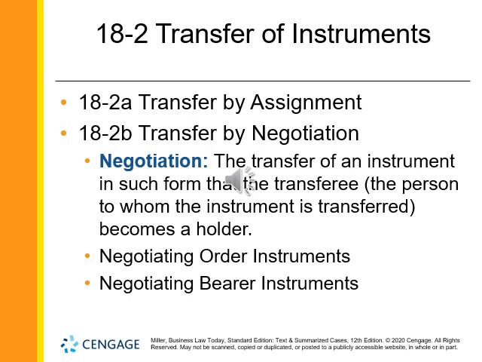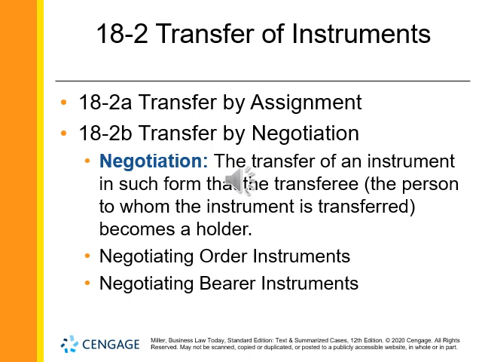Transfer of instruments. Assignment. Under general contract principles, a negotiable instrument can be assigned, thus transferred to an assignee, who then holds the instrument with all the rights of the assignor. Negotiation. Transfer of an instrument in such a form that the transferee, the person to whom the instrument is transferred, becomes a holder who has at least the same rights in the instrument as the transferor and may have more rights than the transferor.